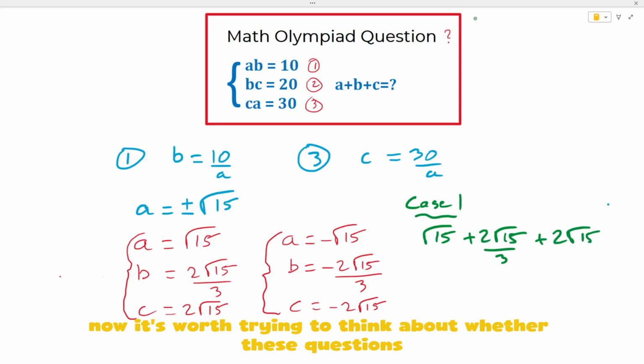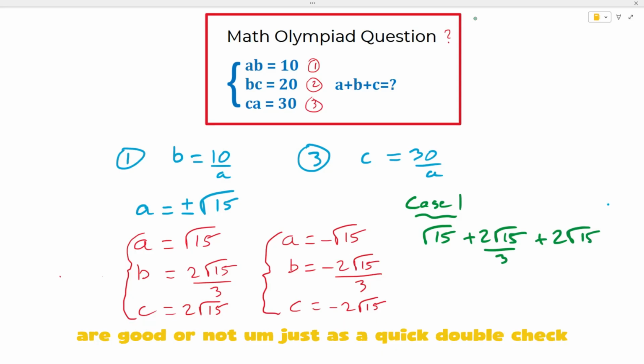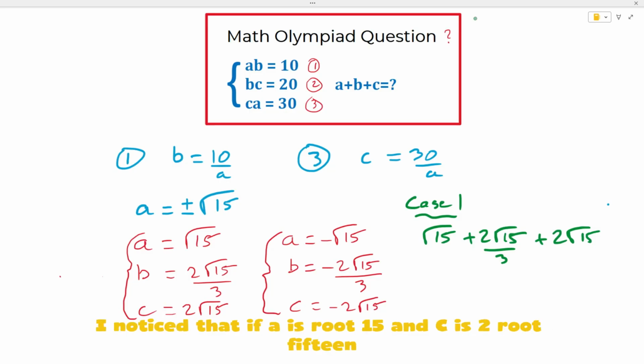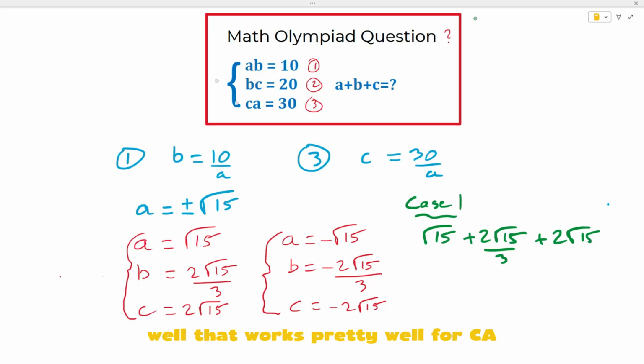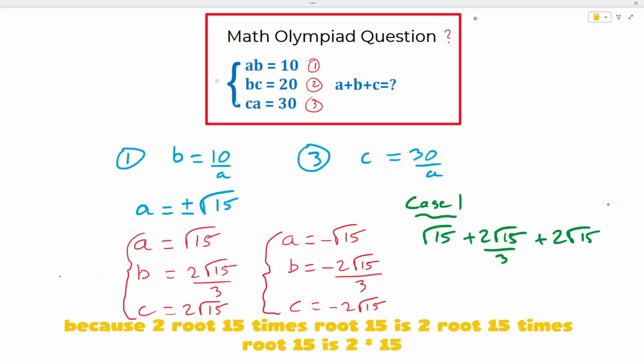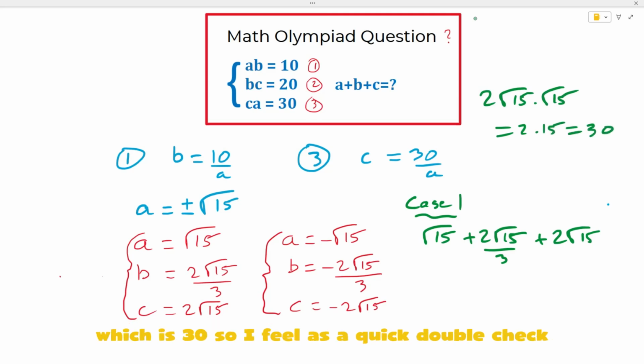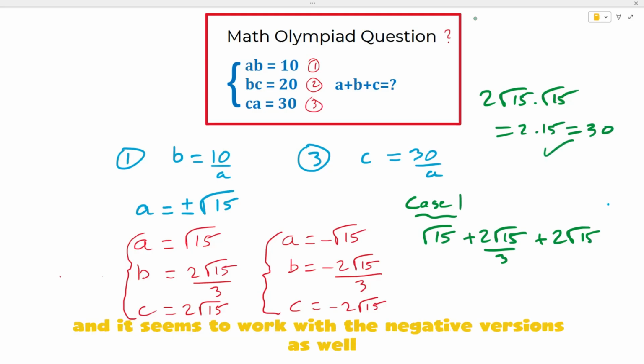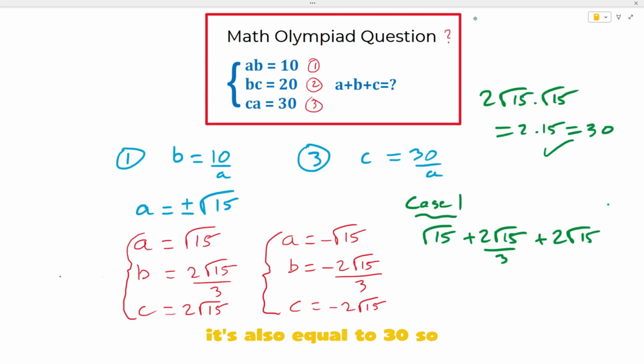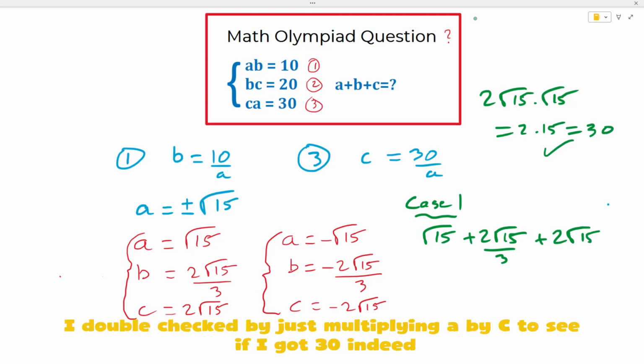Now it's worth trying to think about whether these questions are good or not. Just as a quick double check, I noticed that if a is root 15 and c is 2 root 15, well, that works pretty well for CA, because 2 root 15 times root 15 is 2 times 15, which is 30. So as a quick double check, and I encourage you to do that when you do a math question, we are on the right track here. And it seems to work with the negative versions as well. It's also equal to 30. So I double checked by just multiplying a by c to see if I got 30 indeed, and I do.